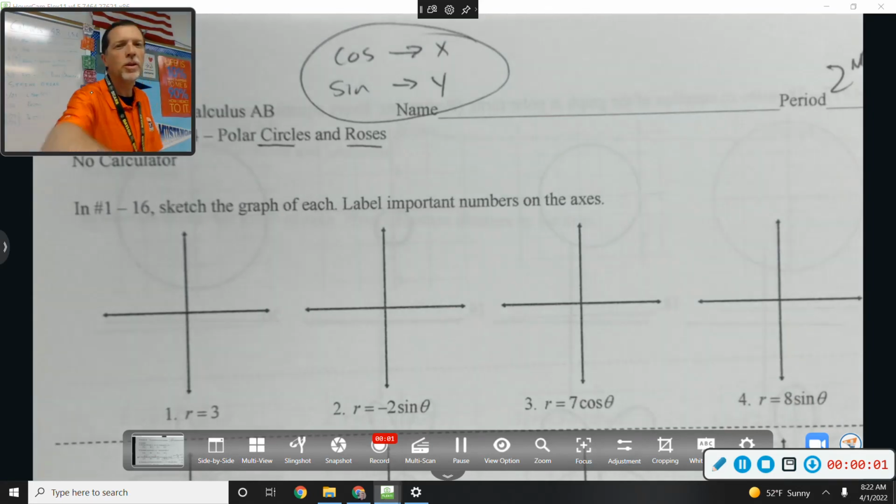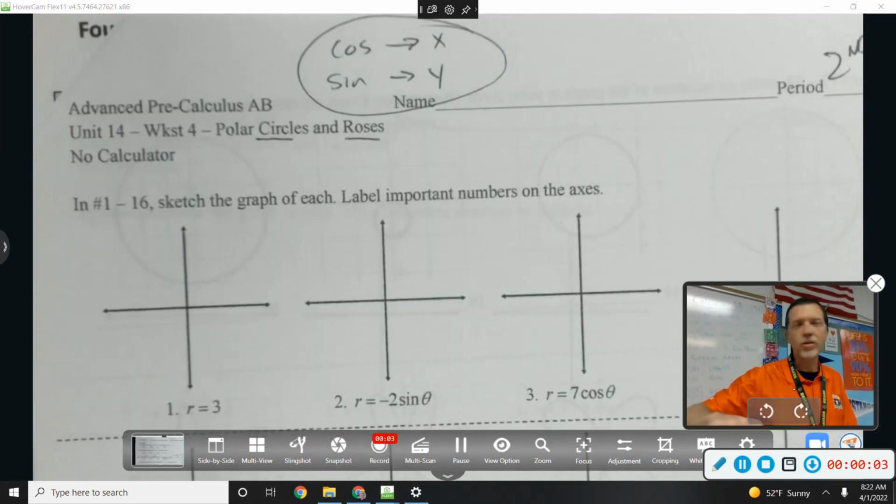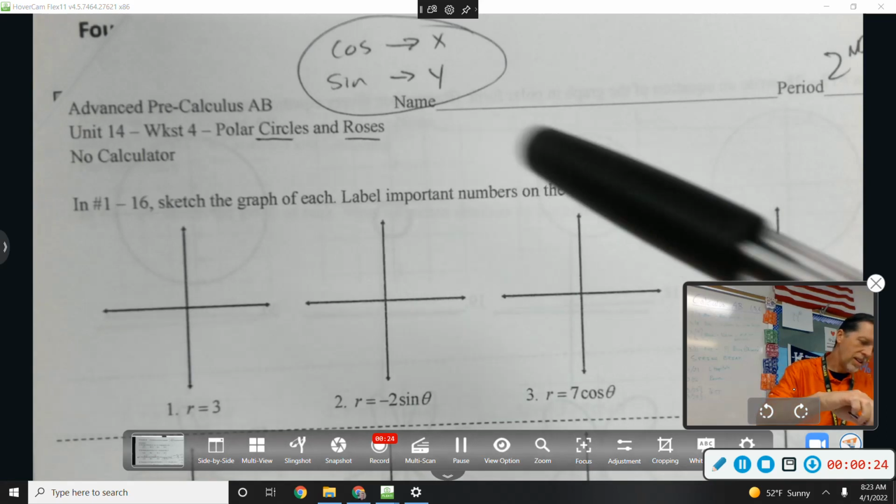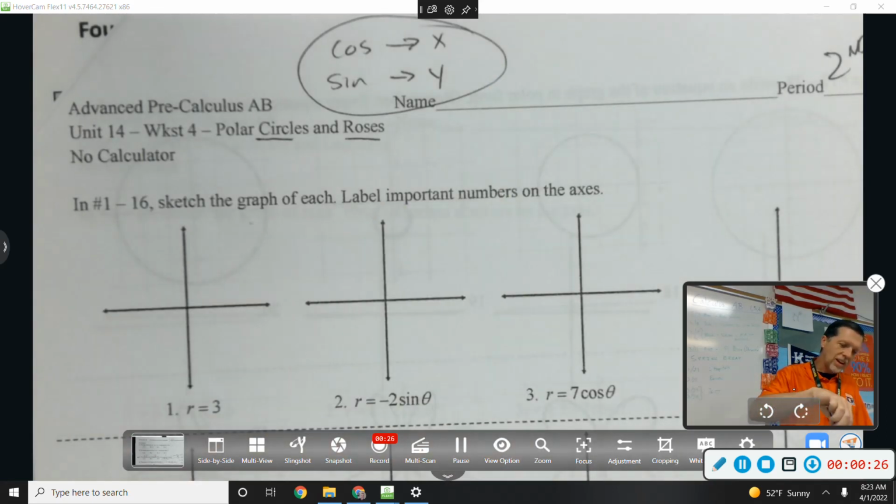So even before we go over any, let me remind you that cosine graphs end up on the x-axis, with an x orientation, a left and right layout, and sine graphs end up with an up and down orientation, or on the y-axis, or up and down kind of symmetry. So, having said that, let's sketch a few from worksheet 4.